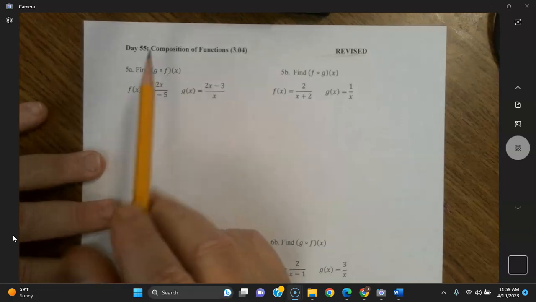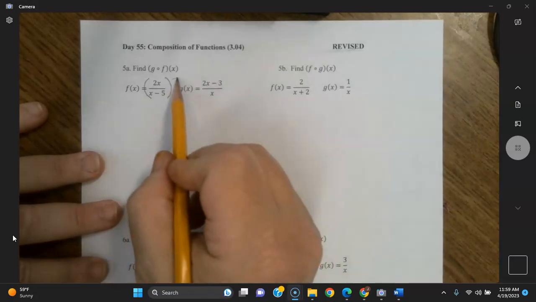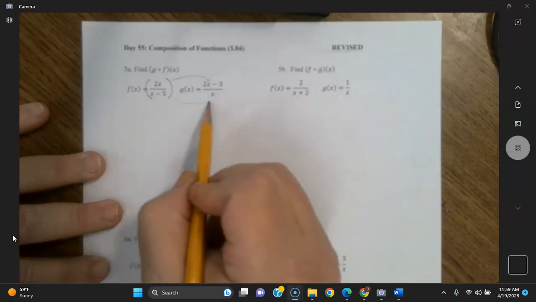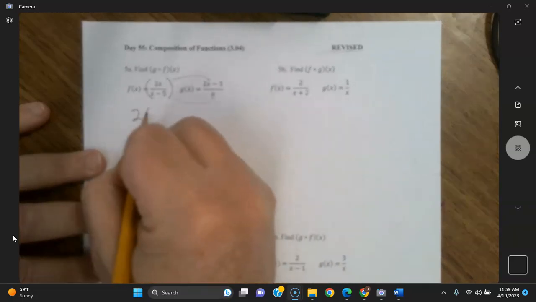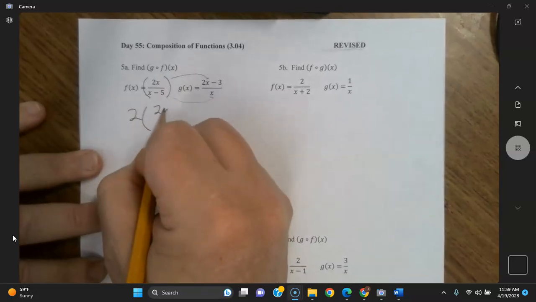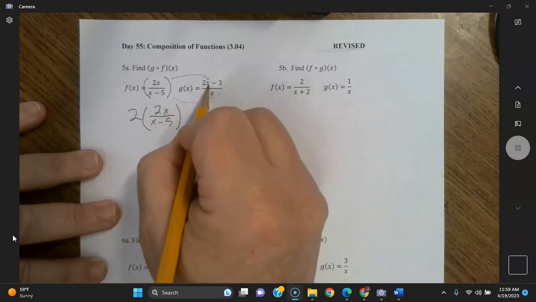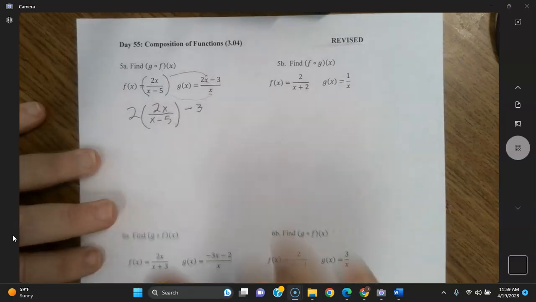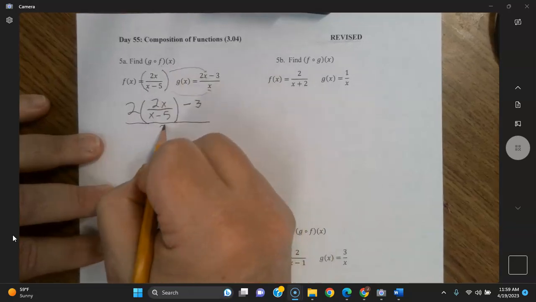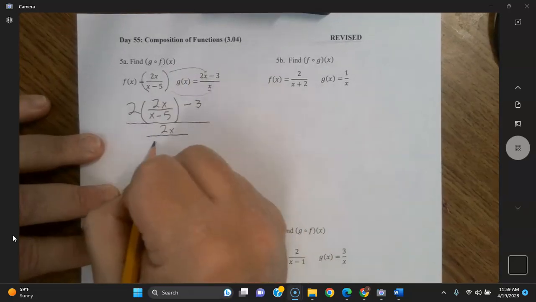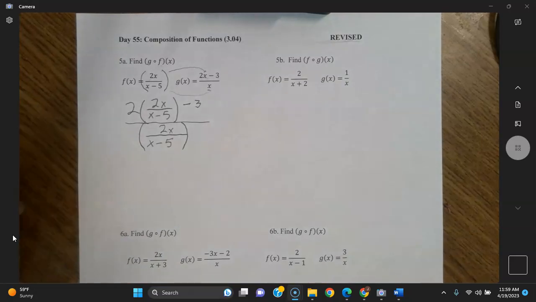So you're going to plug f, this function, into g. So we're going to put parentheses around this like that. And we're going to plug it in where we see the x there and where we see the x there. So here goes. Again, this is our main function, 2 times this. And then we plugged it in there. Now we have the minus 3. Now that's all going to be over this function again, because there's an x. So it's going to be 2x over x minus 5. Again, we're going to wrap a parenthesis around that, okay?